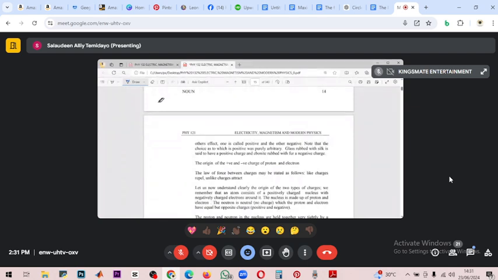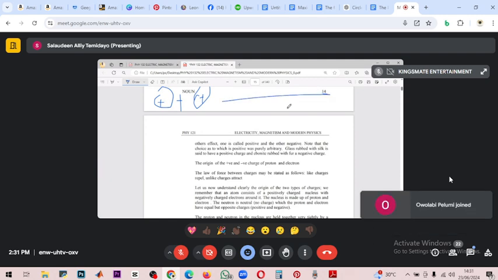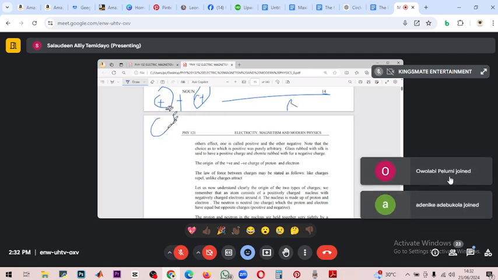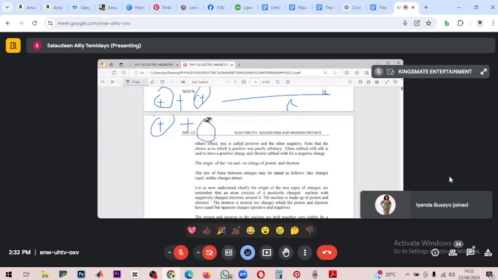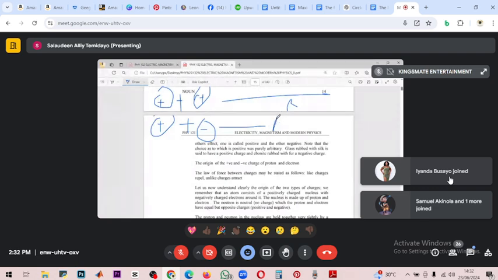So let's say if this is a positive charge together with another positive charge, sorry, I'm not good at writing stuff like this, there's going to be a repulsion, let's say R. But if it is a negative charge together with a positive charge, they are going to give a force of attraction.